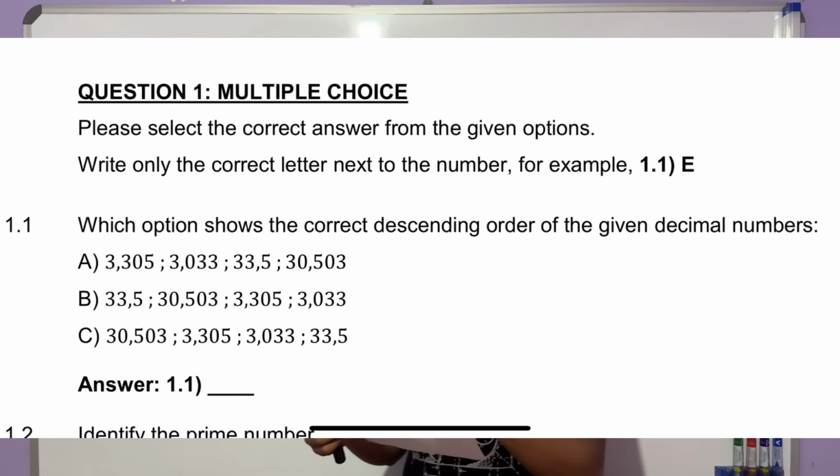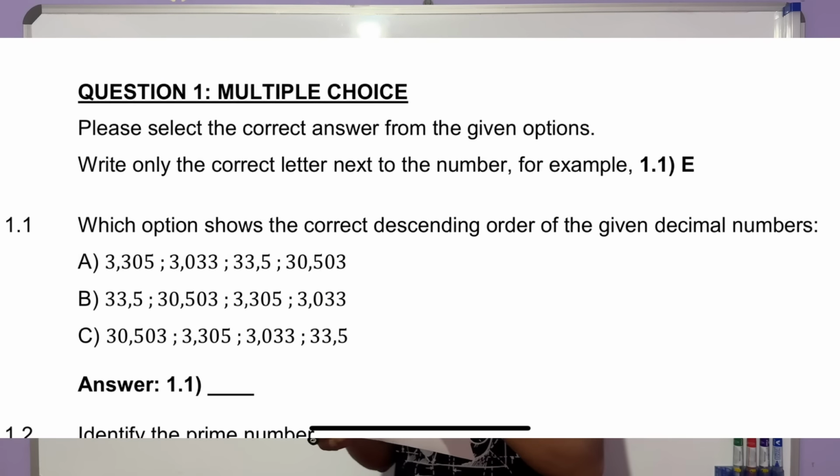Let's have a look at B. We have 33,5. Then we have 30,503, which is descending, but let's keep going. Then from 30,503, we go to 3,305, and then we go to 3,033. Okay, that is descending order. B so far is the correct answer, but let's go to C just to double check.